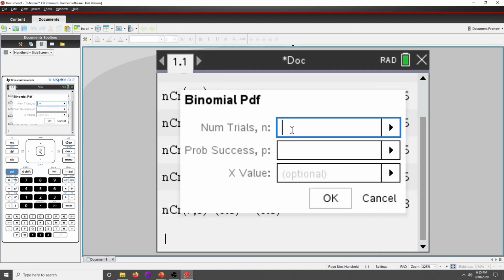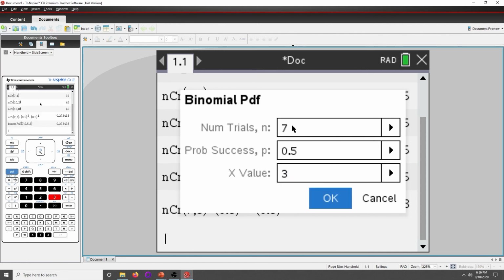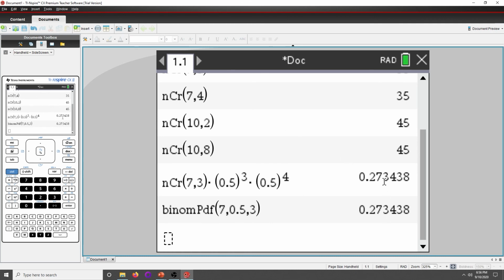Our number of trials was 7. The probability of success, or in this case a tails, was 0.5. You can also do 1 over 2. You cannot use percentages here. And our number of successes that we want is the X value, 3. Exact same number. So as you can see, you're probably going to want to use this most of the time.